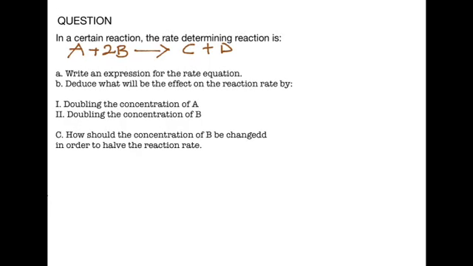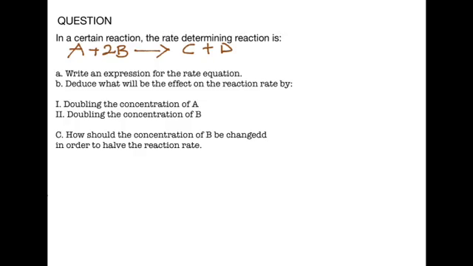This is a question on rate. It says, in a certain reaction, the rate determining reaction is A plus 2B giving C plus D. And now it says, (a) write an expression for the rate equation.